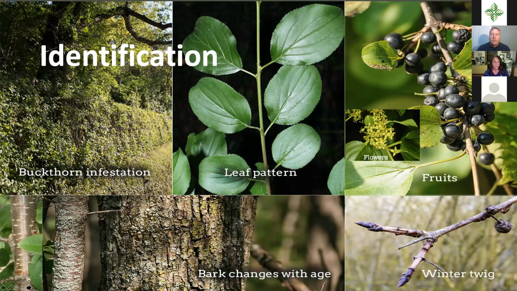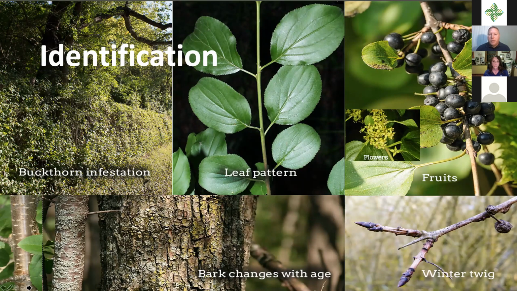So, some identification tips and photos here. You can see what a typical infestation looks like in the upper left-hand corner, where everything is growing on top of each other. It forms a very thick hedge, a very dense area that's very difficult to walk through or even see through. What you see in the center picture is the leaf pattern.